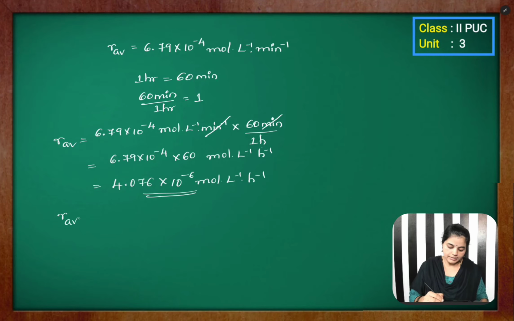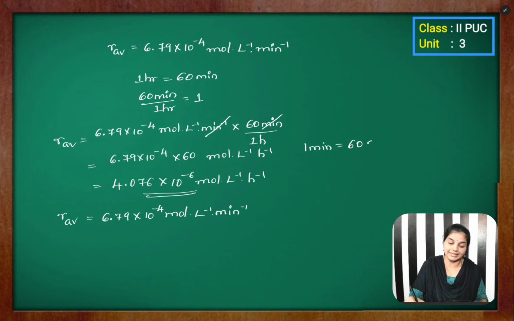Now let us consider the unit, we need to convert it into seconds. 10 to the power minus 4 mole per liter per minute. So here we will use that. We know 1 minute is equal to 60 seconds.